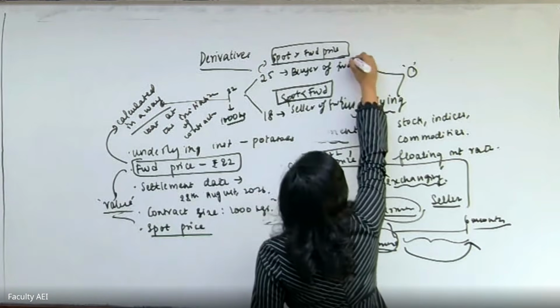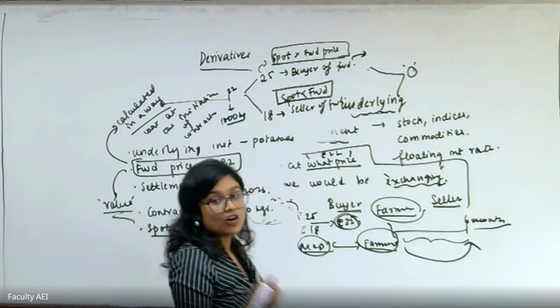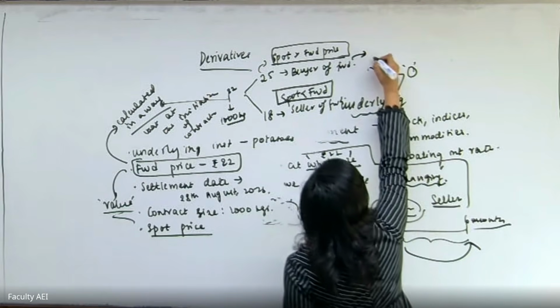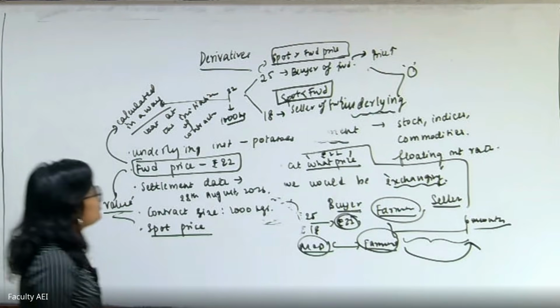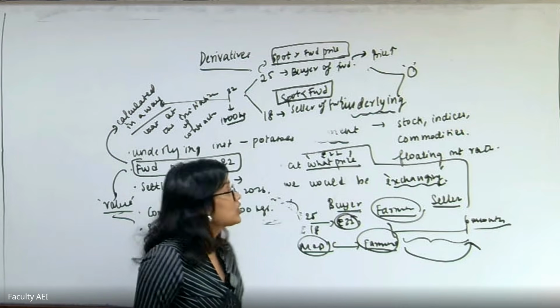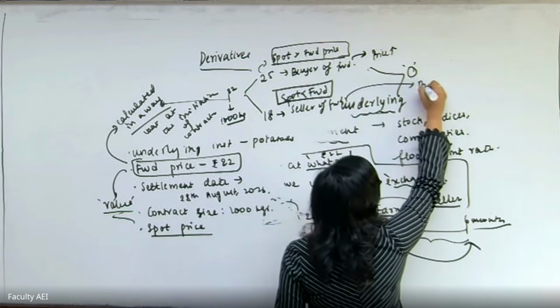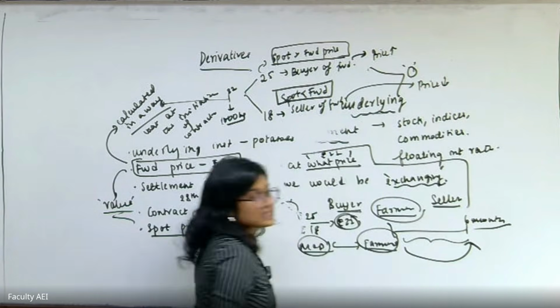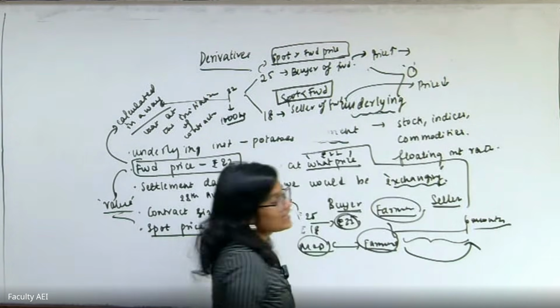So the buyer of the forward contract will always benefit when the price of the underlying instrument increases. Because the spot price has increased from rupees 20 to 25, the buyer of the contract benefits, and the seller of the contract will benefit when the price decreases. So the buyer of the forward contract benefits when the price increases.